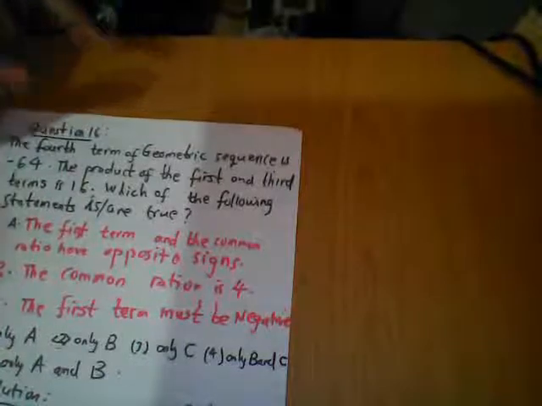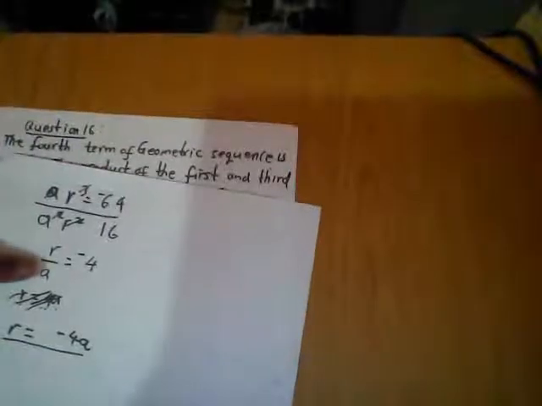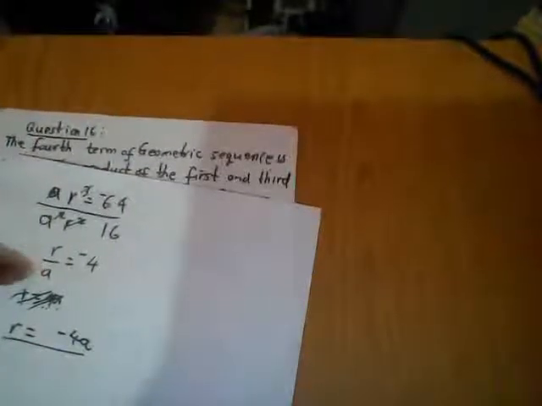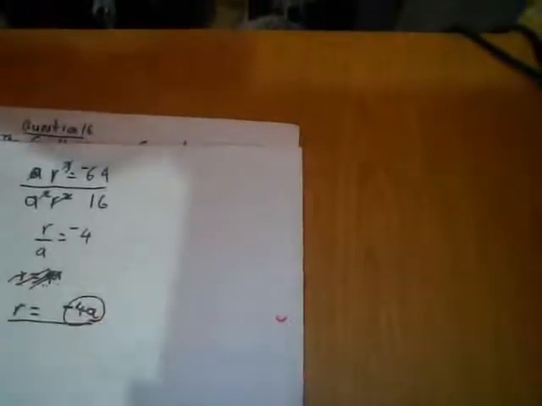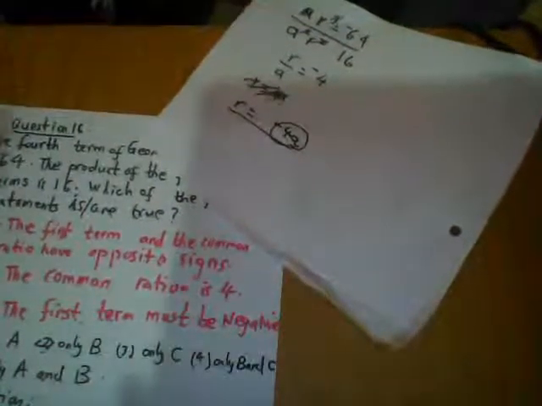The common ratio is 4. No, of course the common ratio is not 4 because you don't know the first term. Look, common ratio equal negative 4 times A. Since we don't know the first term, we can't say the common ratio is 4. Because if you say common ratio 4, it means A equal to negative 1, but you're not sure now whether it's negative 1 or not. So this is not true. The first term must be negative. But how do you know the first term is negative?